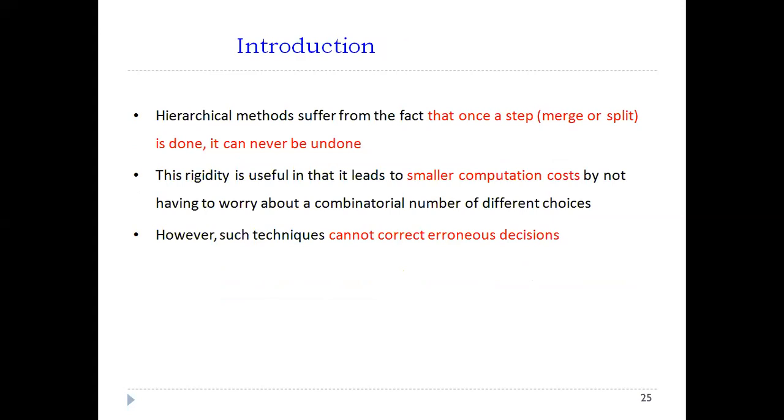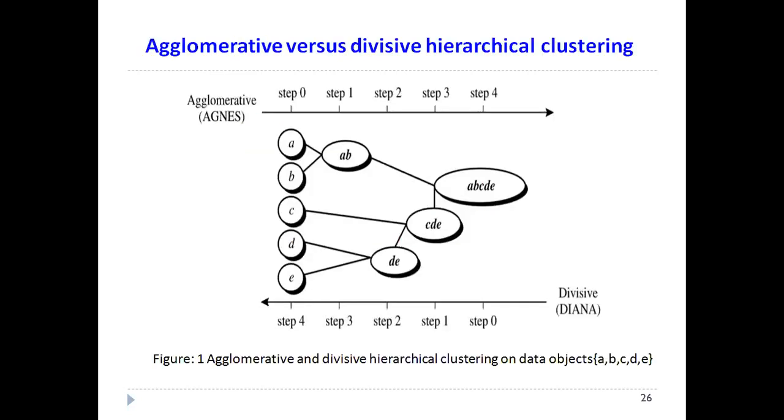We cannot go back to a previous condition and change our decision. This rigidity has helped us reduce the computation cost, but we cannot correct our decision. This is one of the real disadvantages of this method. This diagram will help you understand the real difference between agglomerative and divisive.